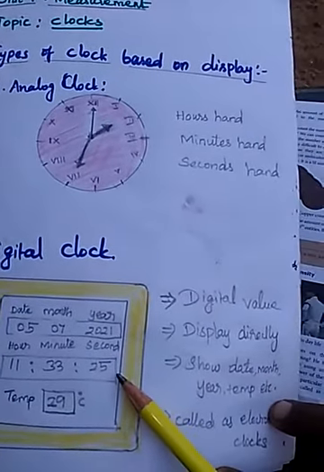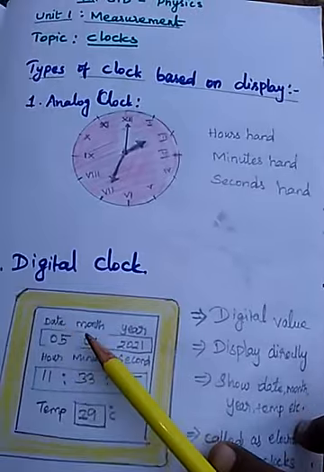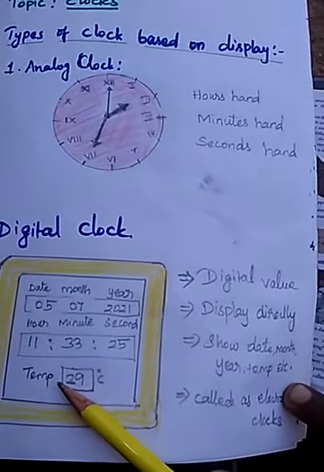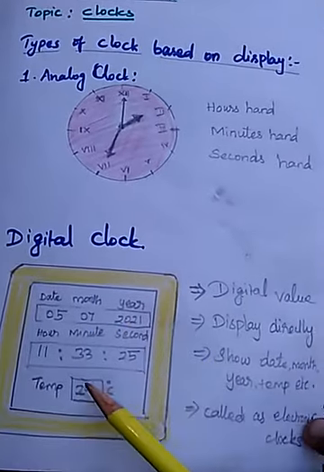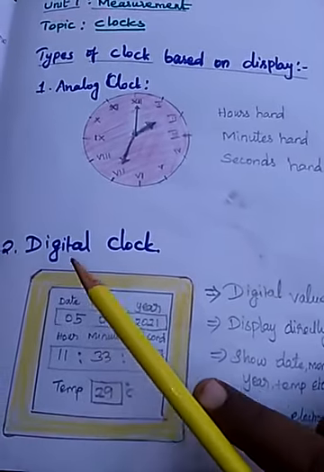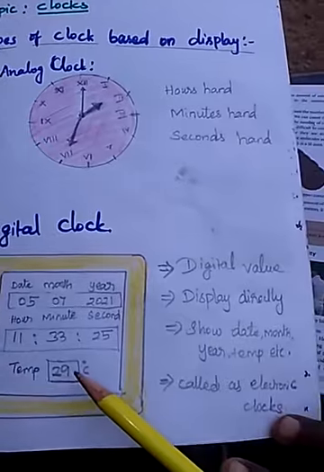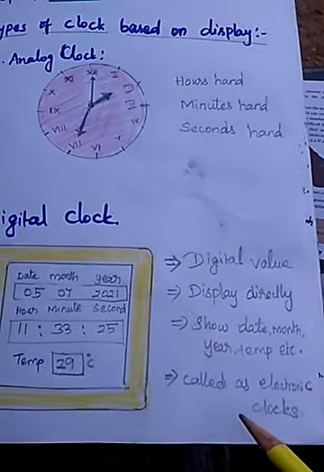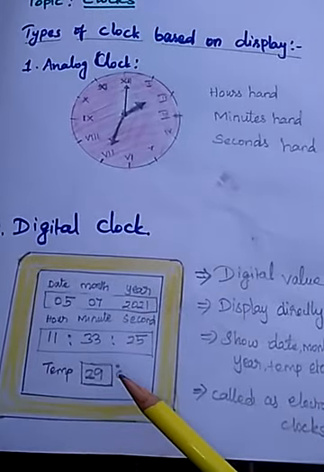Then here we see the date, month, year and temperature also in the digital clock. The digital clock is also called the electronic clock.